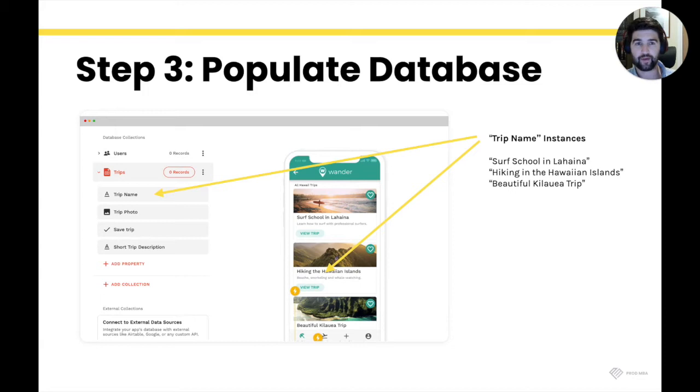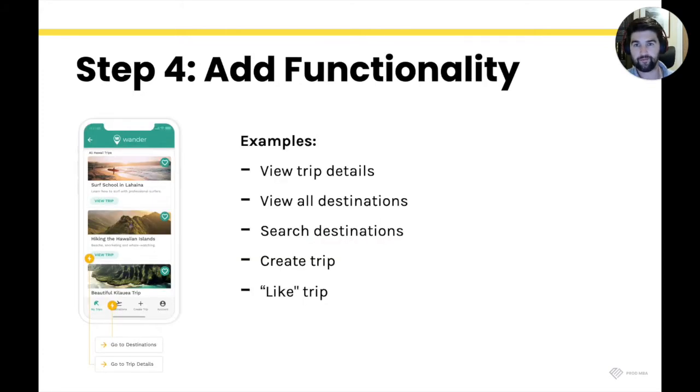Thirdly, we want to be able to populate that database. If we have trip name as a data point, we're adding some examples of that already in the database, and in our example, also be able to create our own trip names. And finally, we need to add functionality. You need to be able to click through to things, maybe add a search eventually. We need to be able to save a trip when somebody creates it.